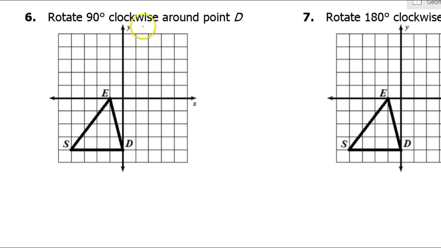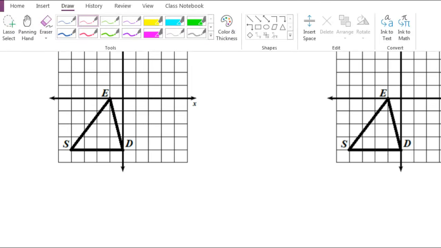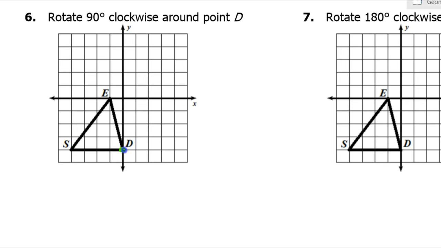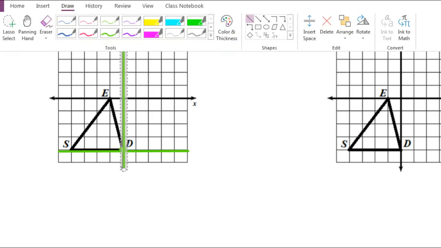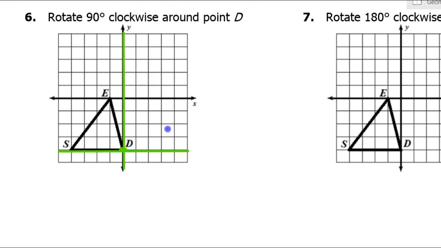We're going to do a 90-degree clockwise rotation around point D. Since point D is not the origin, we will pretend that point D is the origin. An easy way to pretend is just to draw a new x and y axis at point D. We're going to use this green x and y axis for the rest of the problem. So based on this, point D is actually going to be the point 0, 0.